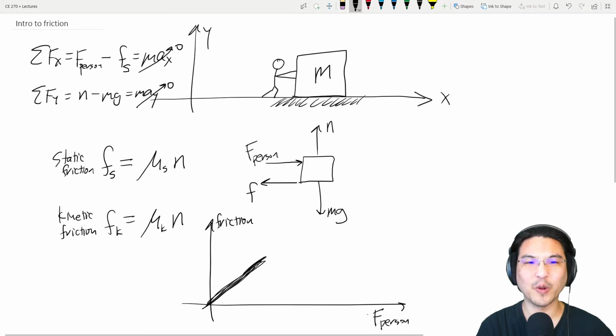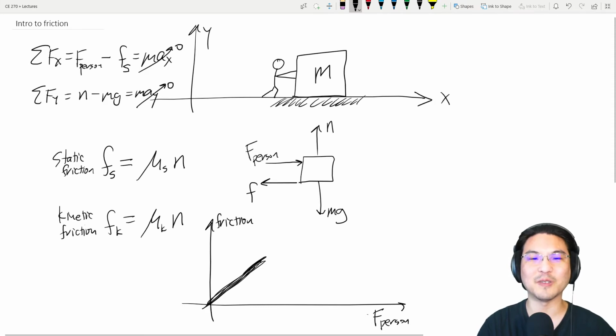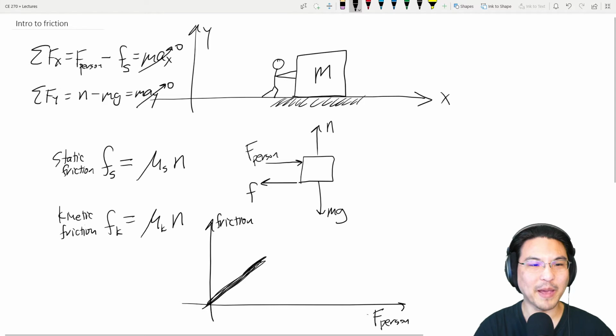But at some point, let's say like 8, 9 newtons, 10.000 newtons, it still doesn't move. But at 10.001 newtons, finally the crate budges and then it starts sliding. So there is a maximum value. So what I wrote here isn't super precise. It should be like this.